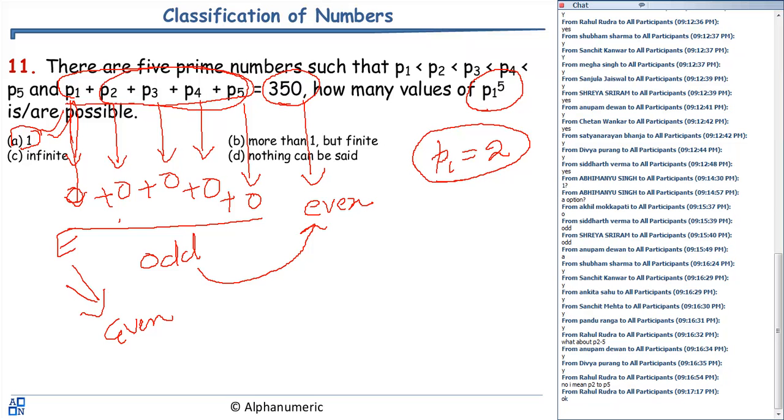Okay. So I'm moving to the next question now. Tell me the answer of question number 12. It's again a very, very simple question.